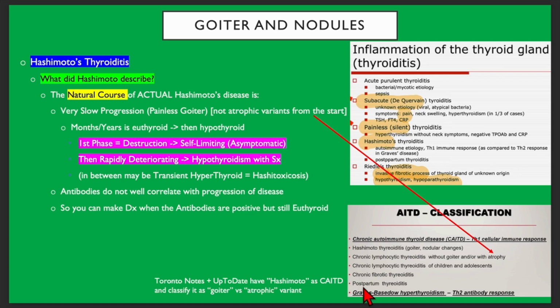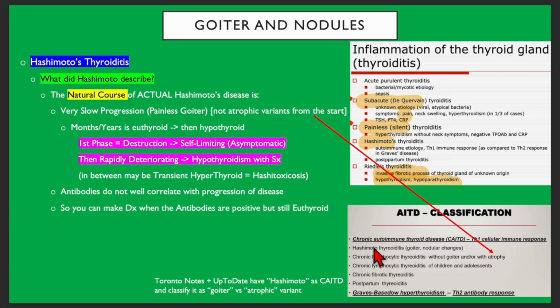What we should use is the antibody mediated one. So that's only Graves by itself. The autoimmune with the antibody is only Graves. So that's the hyperthyroidism one. And then we have the autoimmune with the cellular immunity. So split it between antibody or cellular. And then the cellular one has all these entities inside it.